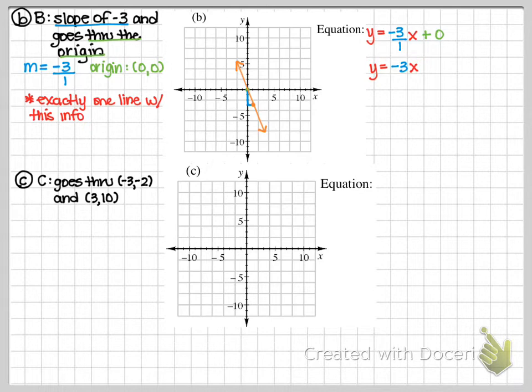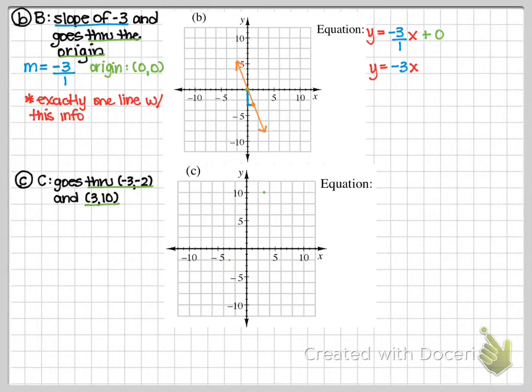Okay, let's see about the next one. So it's going to go through that point, (-3, -2). Okay, so let's plot that point, (-3, -2). It's going to go through another point as well, (3, 10). All right, let's plot that point. So (3, 10).